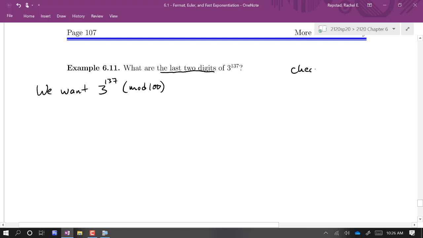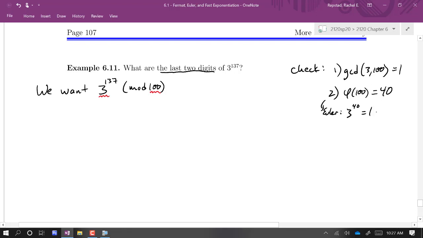So first, there's a couple things I'm going to do. We're going to check and make the observation that 3 and 100 are relatively prime. That means that Euler's theorem can apply. Now, depending on what the exponent is, Euler's theorem isn't always super useful, but I think it will be in this case. Phi of 100, we computed that on the other page. That's equal to 40. And so Euler tells us that 3 raised to the 40th power is equal to 1 mod 100.